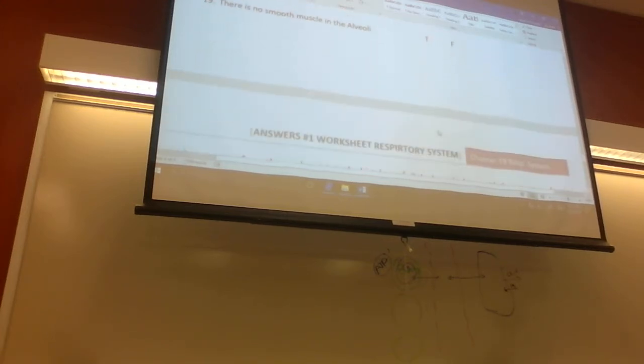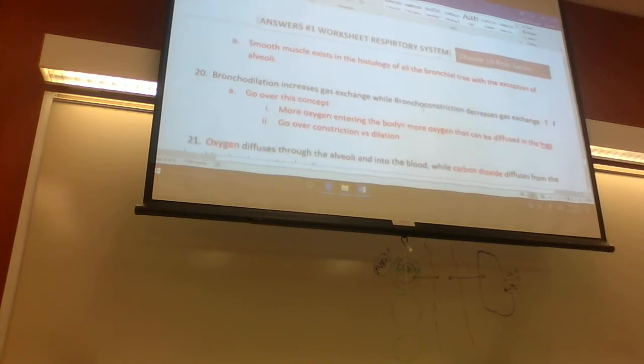Next statement, talking about the alveoli, there's no smooth muscle. This is true because if there was smooth muscle in your alveoli, then you wouldn't have that simple squamous. And you want that simple squamous. You don't need muscles in your alveoli. Why do you need muscles there? It doesn't make any sense. So there's that.